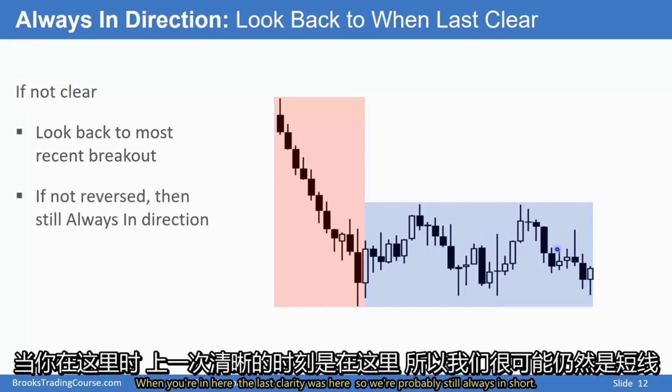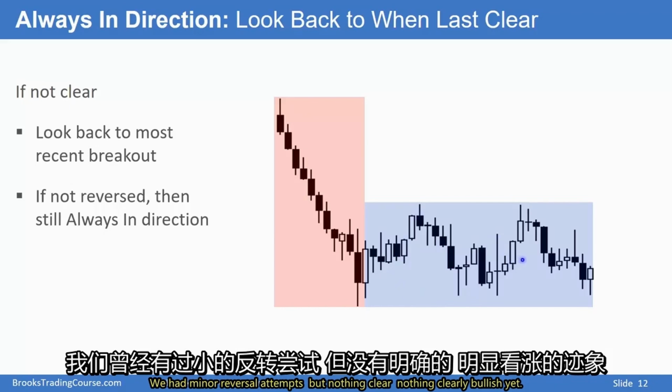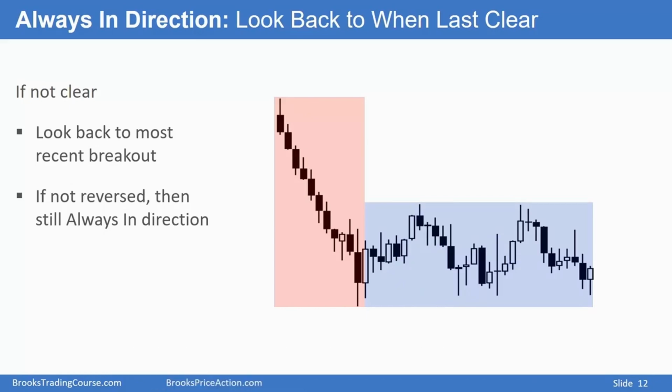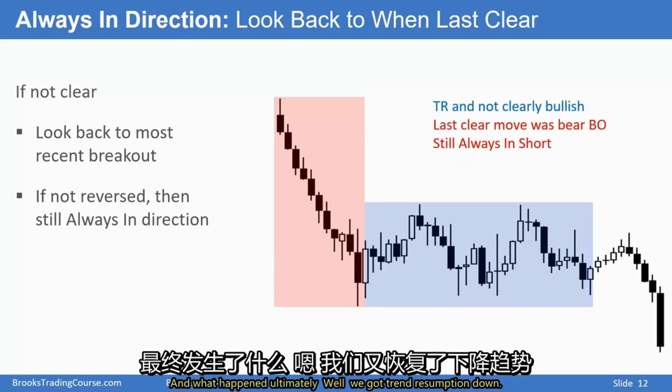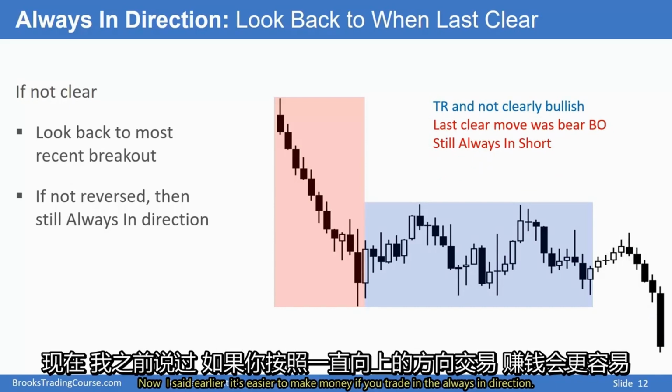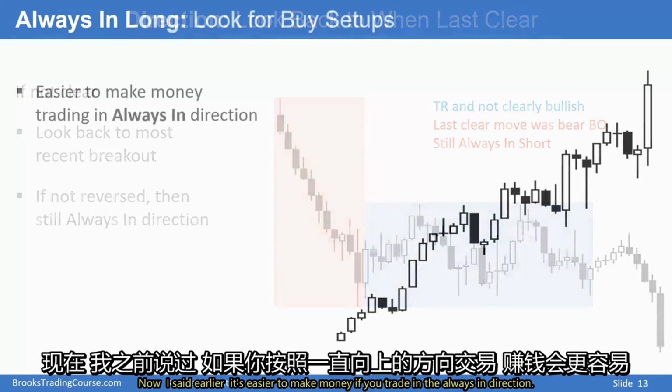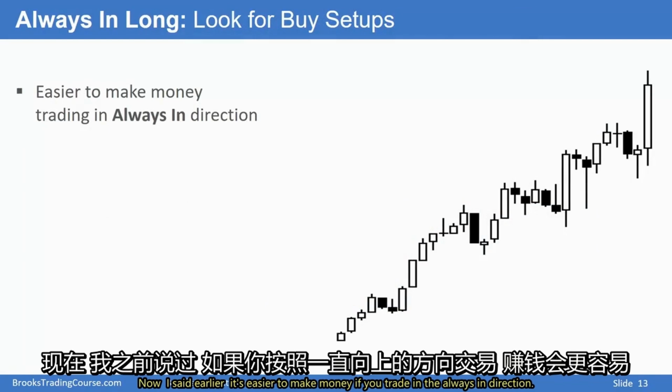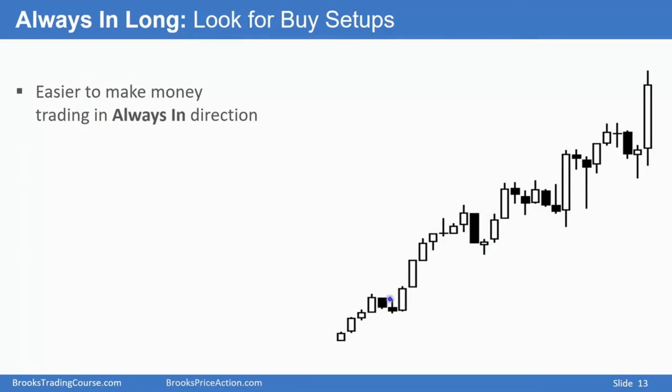When you're in here, the last clarity was here. So we're probably still always in short. We had minor reversal attempts, but nothing clear, nothing clearly bullish yet. And what happened ultimately? Well, we got trend resumption down. Now, I said earlier, it's easier to make money if you trade in the always-in direction.